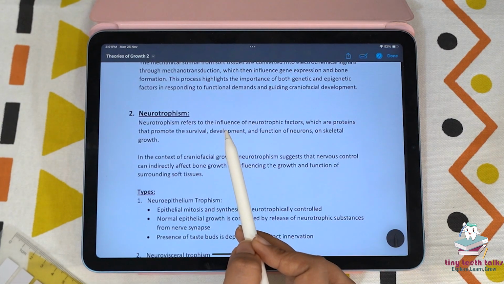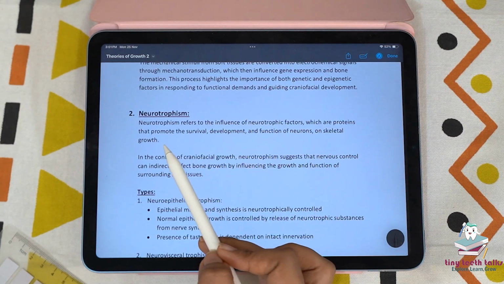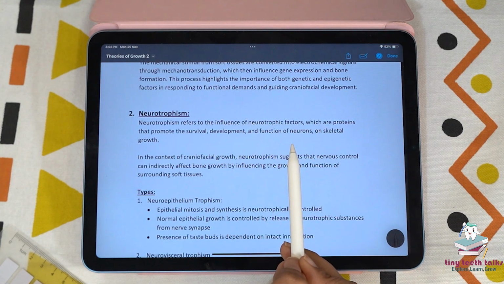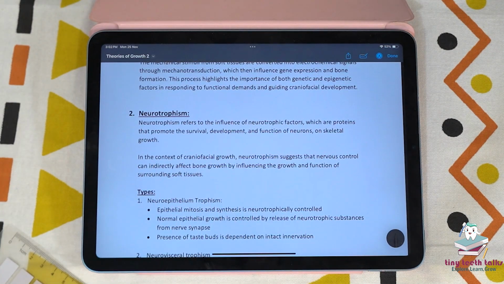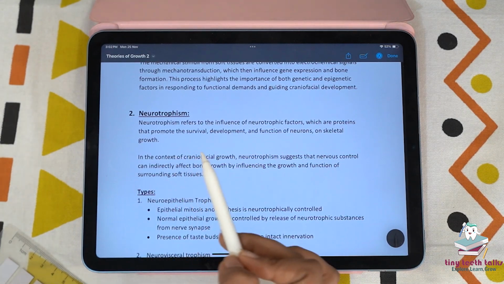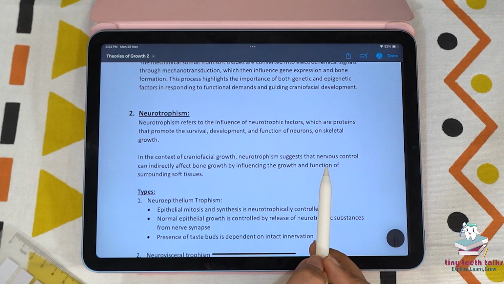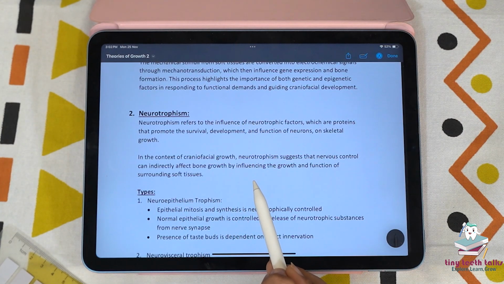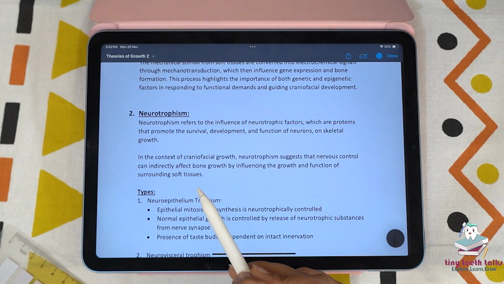So neurotrophism refers to the influence of neurotrophic factors, which are proteins that promote the survival, development and function of neurons or skeletal growth. So what are the neurotrophic factors? These factors, such as nerve growth factor and brain derived neurotrophic factor, are released by the neurons and target cells in the craniofacial region, which can affect the development and function of muscles, connective tissue and other soft tissue. Changes in the growth and function of the soft tissues can in turn influence bone growth and remodeling. So in the context of craniofacial growth, neurotrophism suggests that nervous control can indirectly affect bone growth by influencing the growth and function of surrounding soft tissue.